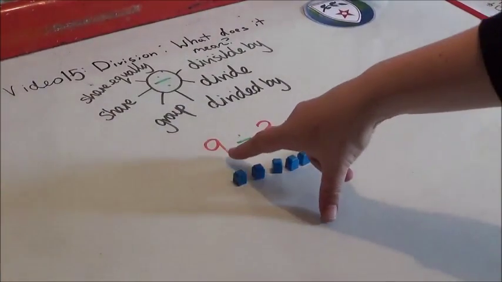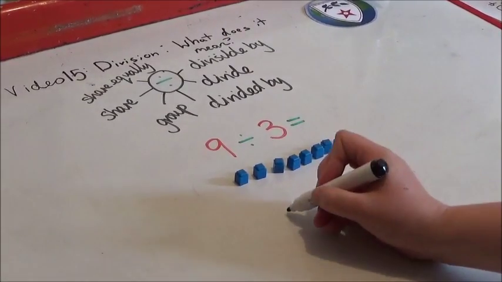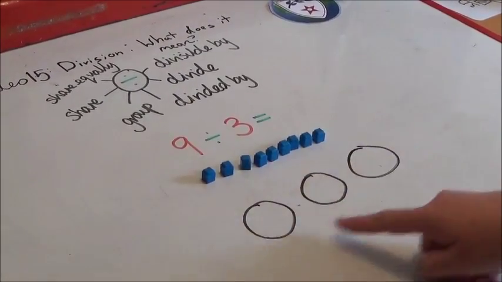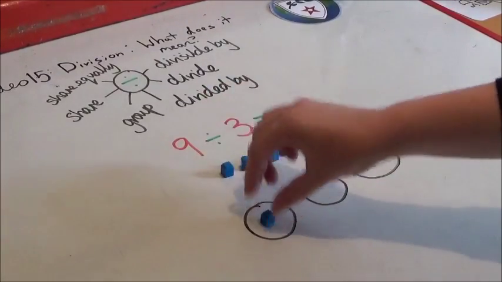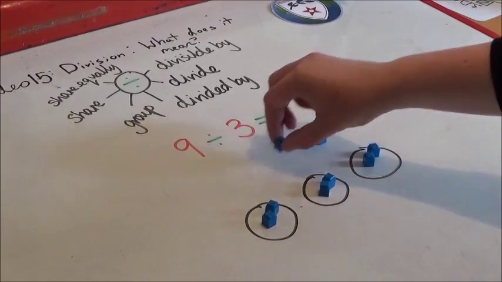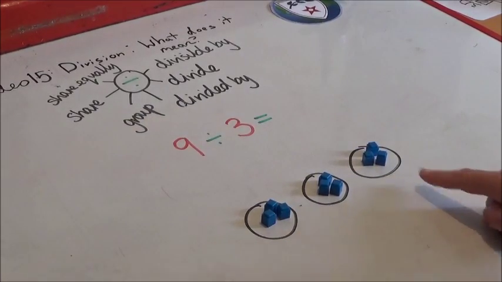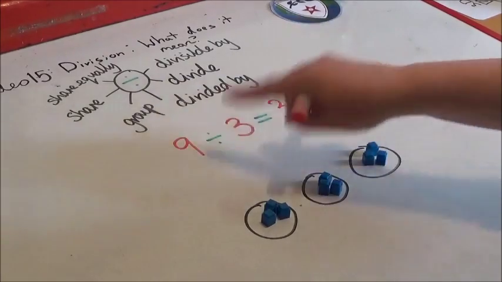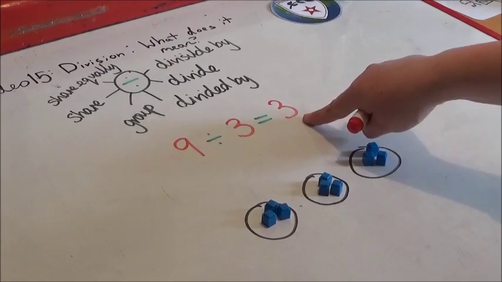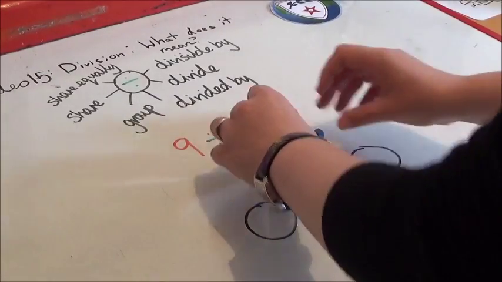So here we're saying we've got 9 units and we need to share them equally between 3 groups. So here are my 3 groups. 1, 2, 3. And I'm going to share these 9 equally between these 3 groups. So you can see in each group I've got 3. 9 shared equally between 3 groups is the same as 3. However, there's another way of doing division. I'm just going to get rid of these, line my 9 back up again.